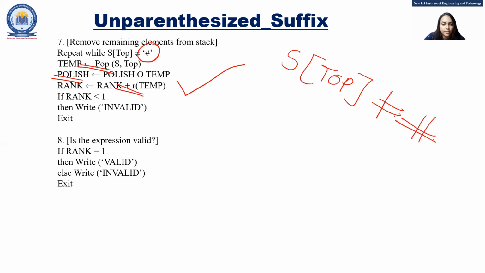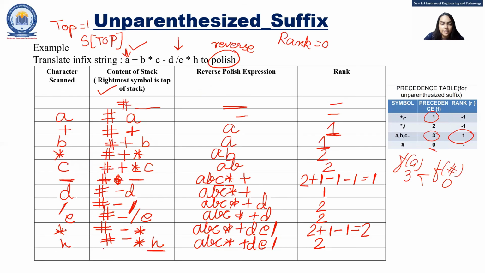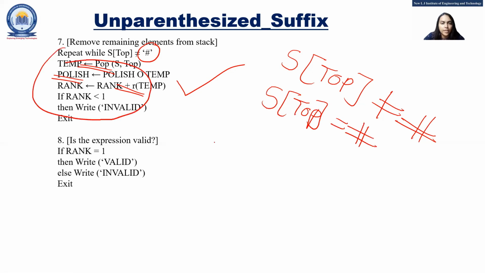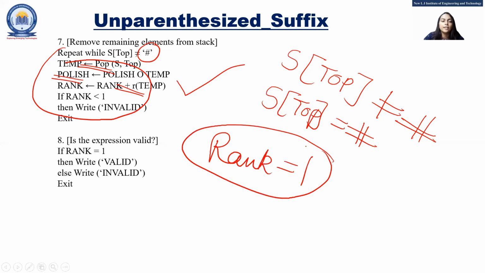Okay, so let's see. Currently H is there, star is there, minus is there. So everything will be popped one by one. So last in, first out. So first H will be popped, star will be popped and minus will be popped. Now we encounter hash. So now it is understood that S of top is equal to hash. So now we are not popping anything else and we are checking that if the rank at last is 1, then our string is properly converted into postfix.